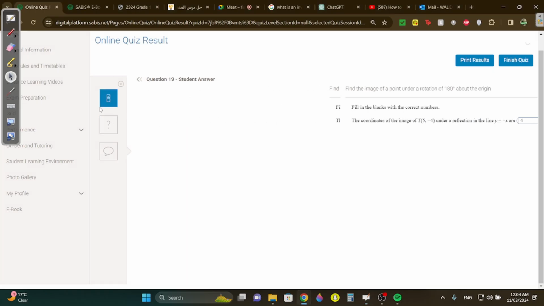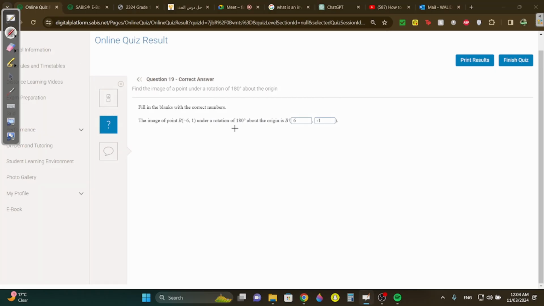Question 19. Point B under a rotation of 180 degrees. Again, A comma B goes to minus A comma minus B. Negative 6 becomes 6 and 1 becomes negative 4.